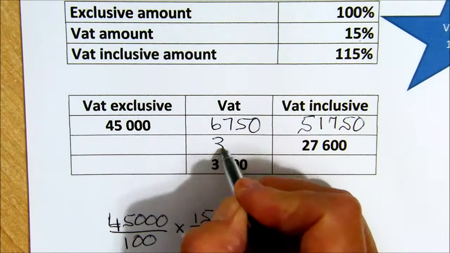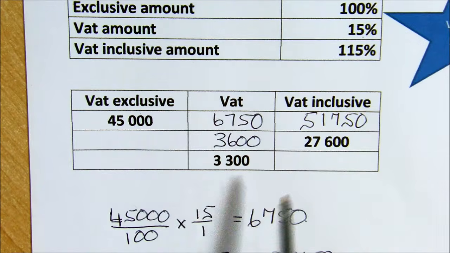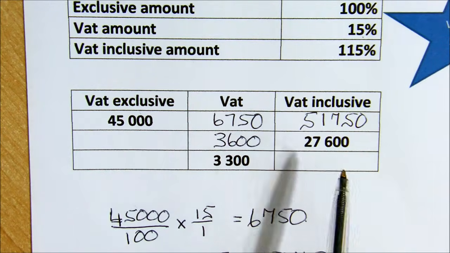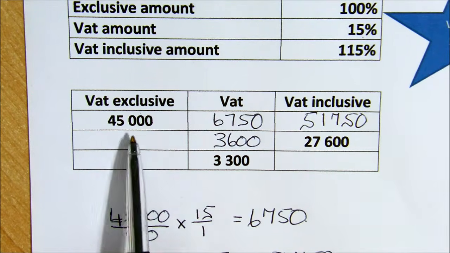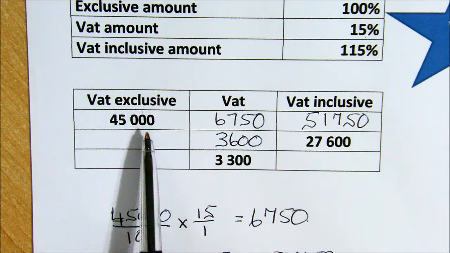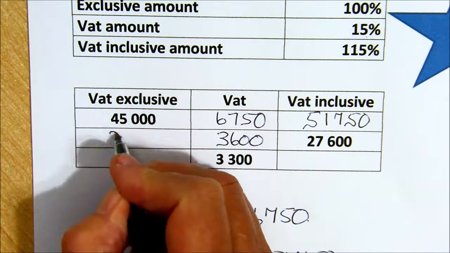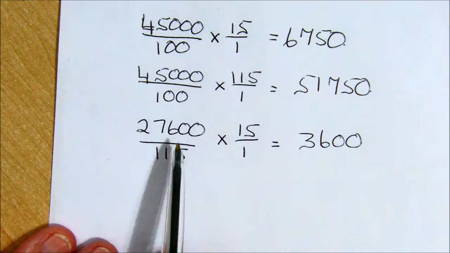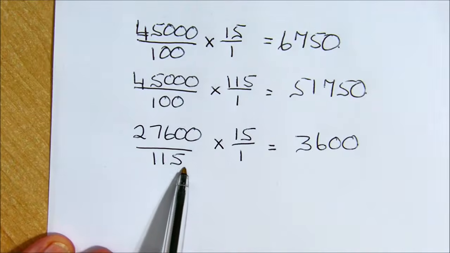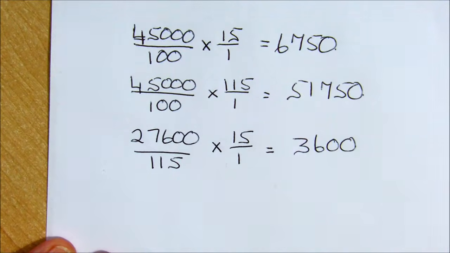So your VAT would be 3,600. Now you can do the long way and do the calculation again, and multiply by 100 to get the exclusive amount, or the exclusive amount does not include VAT. So it would be 27,600 minus 3,600, and it's 24,000. If you want to, you can check yourself now by saying the 27,600, still 115, because that was the inclusive amount, but if you times by 100, you'd get the exclusive amount.